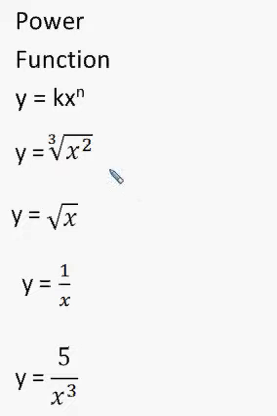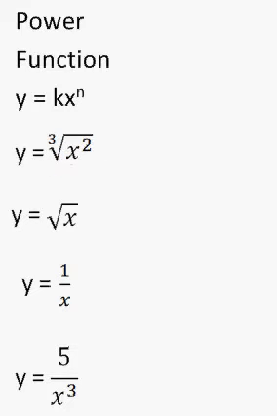In this video, I hope to show that the following equations are what are called power functions. A power function is any function that can be written in the form y equals kx to the n, where k and n are real numbers. So for the first equation, y equals the cube root of x squared, this does not look like a power function because of the radical symbol here.